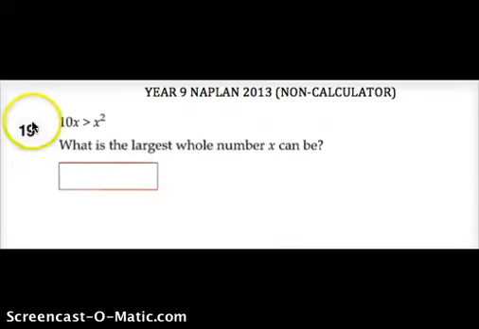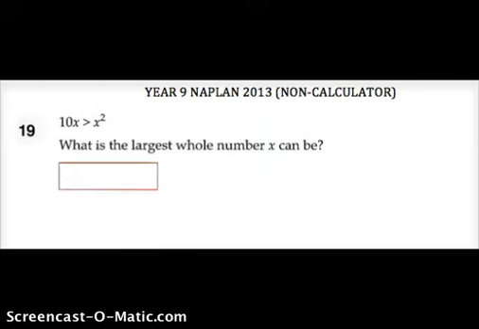Now for question 19 of the 2013 non-calculator paper. Now we've got that 10x, which means 10 times x, is greater than x squared. And x squared means x times x. So what is the largest whole number that x can be? You can pause the video and try the question.